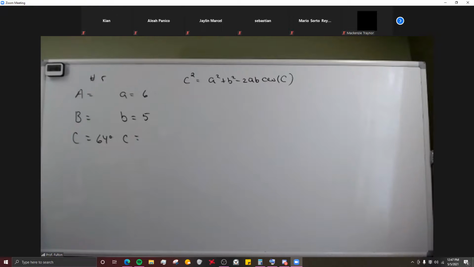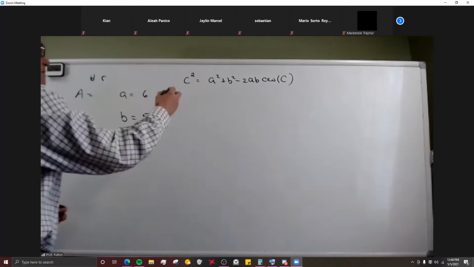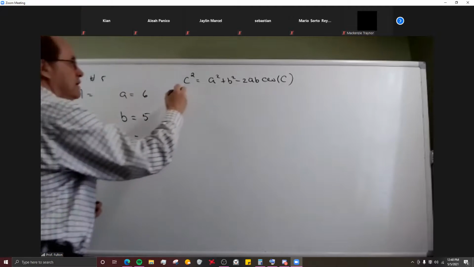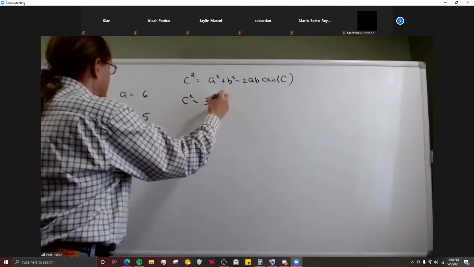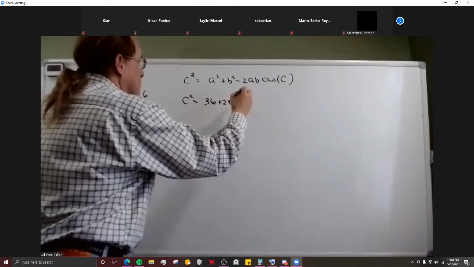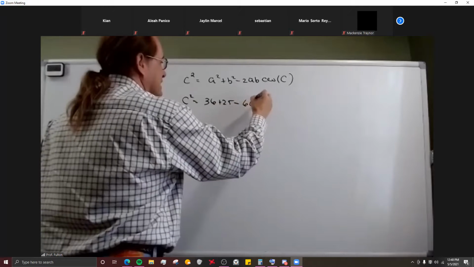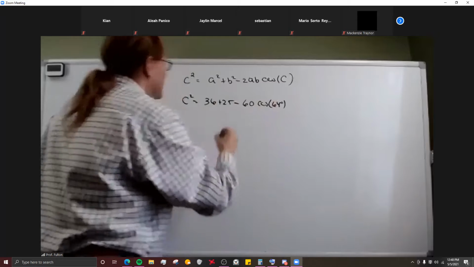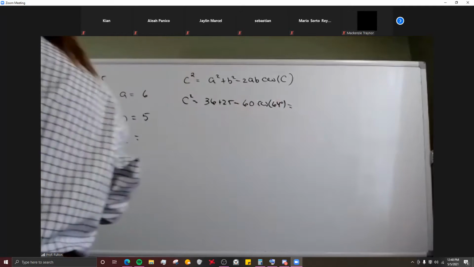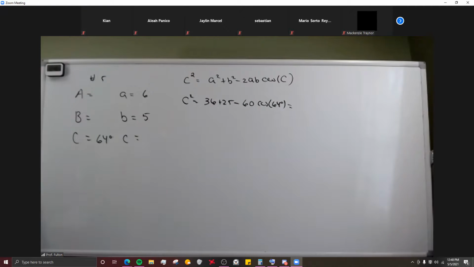Let's take a look at the sheet. I just want to make sure I put that on there. Yes, we have the law of sines and cosines on that sheet. Good. So I just plug everything in. I'm solving for C, so C squared is equal to 36 plus 25 minus 60 times the cosine of 64 degrees. So we'll plug everything in and see what we get on our calculator here.